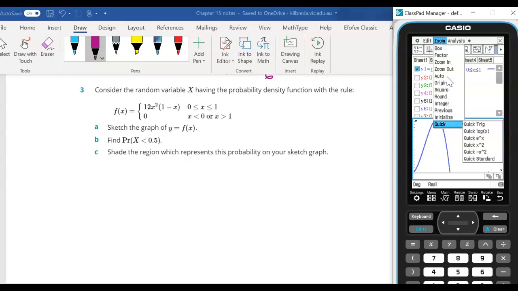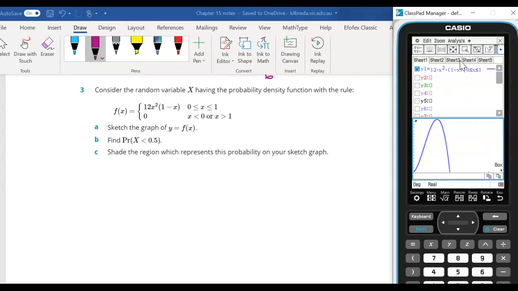Yeah, because auto won't always give us what we want. So you can use the box to just highlight what section you want, although when I was doing that, it wasn't really working too well for me. But just playing around with the window so you can see it a little bit better, because the end point should go at 1 and before it looked like it didn't go to 1. All right, so there's our graph.